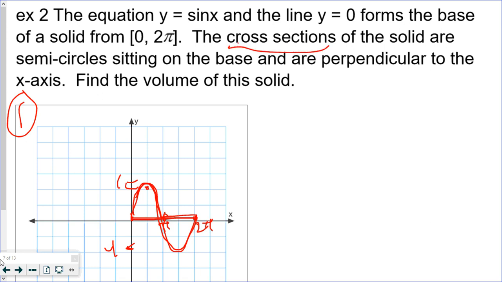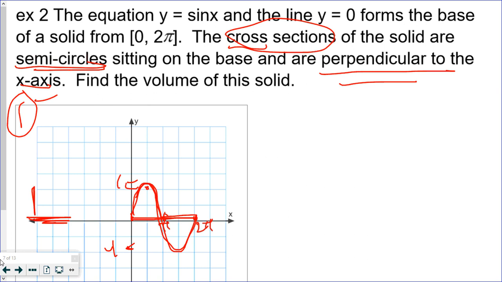The cross sections of the solid are semicircles and are perpendicular to the x-axis. So this is my x-axis. Perpendicular is up minus bottom. So I'm always going to write that first. This is a top minus bottom equation. Therefore, everything's going to be in terms of x.